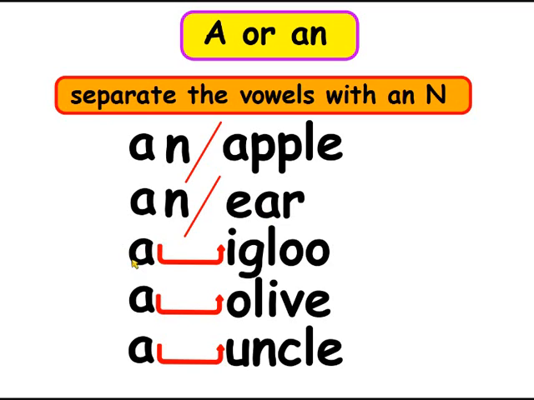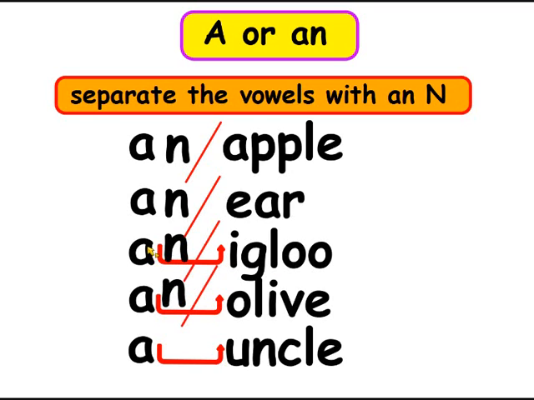What happens with the I? The same thing. It's another vowel. Igloo. Another vowel, I. We have to separate them because a igloo. Oh no. It sounds horrible. So we add the N. Oh, here it is, the N. And then we separate the two vowels.